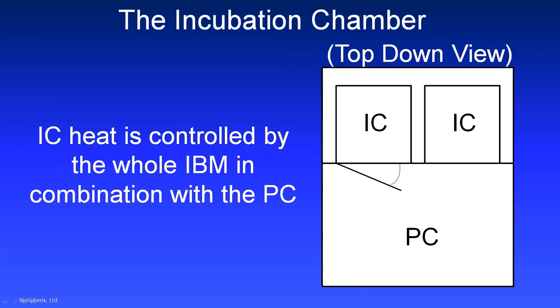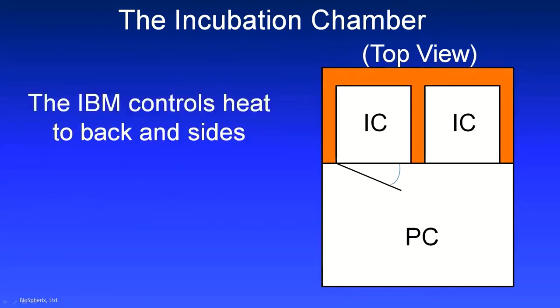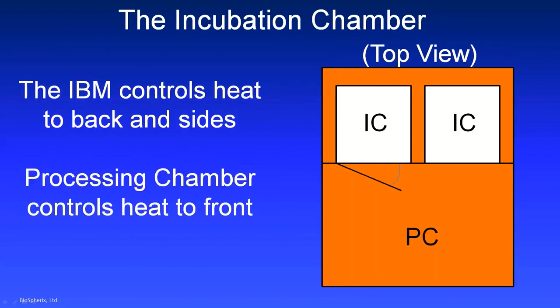Now, incubator heat is controlled by the whole incubator bank module that's on the back and sides of the system. That's where the incubator bank module, IBM, is controlling heat. And the processing chamber controls the heat from the front of the incubators. So it's important to have things like the door closed on the back of the IBM.